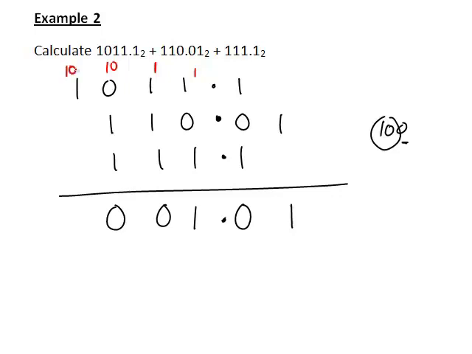And so in this final column now, 10 plus 1, that is 2 plus 1, which is 3, which we saw before was written 11 in binary form. And since it's the last column, bring down the 1, and the other one will just carry down here. So this would be our solution to our second problem. The answer would be 10100.01 base 2. So these are a couple of examples of how to add binary numbers.